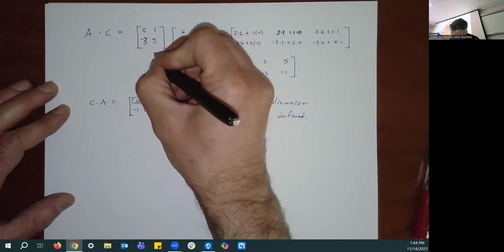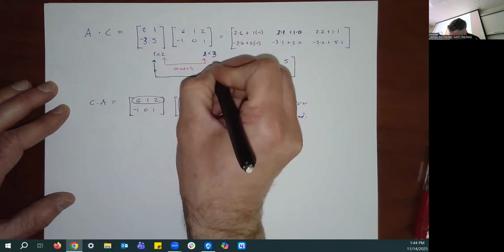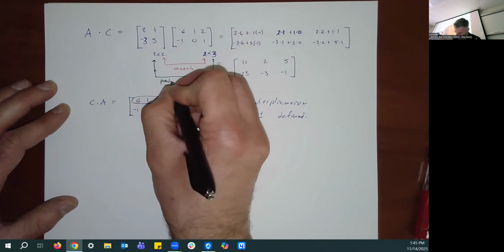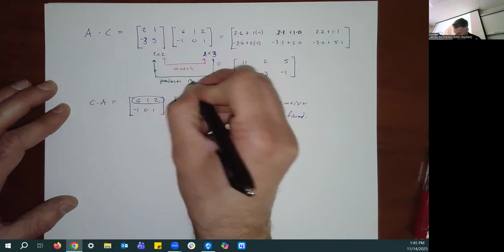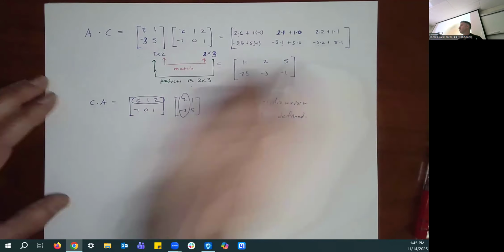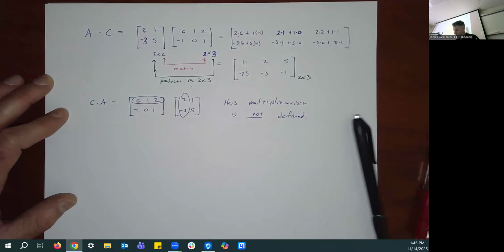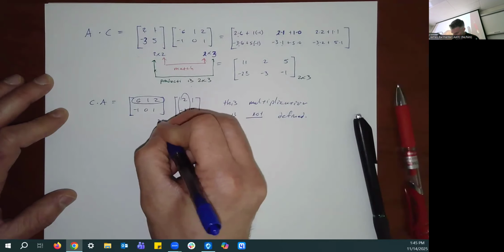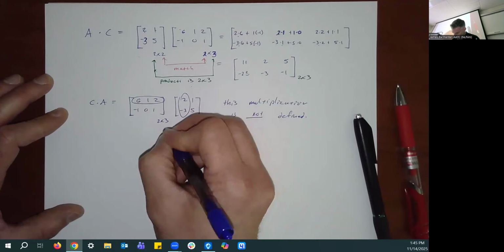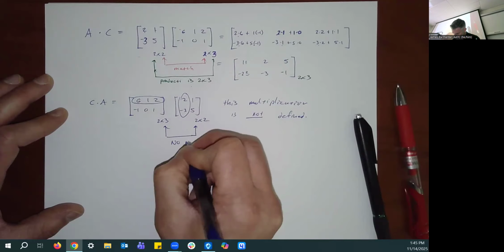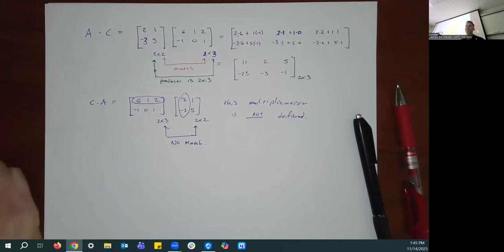So that 2 there, along with that 3 there, that tells you that your resulting product is a 2 by 3, which it obviously was. And then over here, the inner dimensions don't match, right? This is a 2 by 3, this is a 2 by 2, and that 3 and that 2 don't match. So the multiplication can't be done.